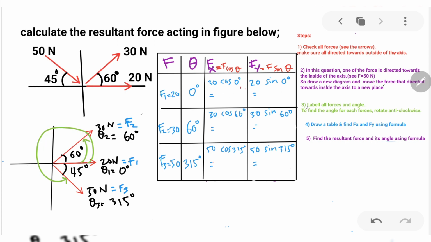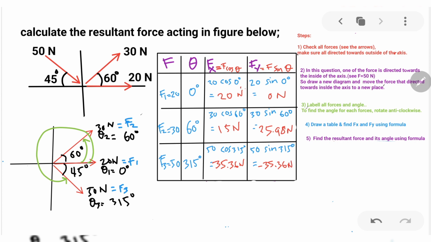Okay, so 20 cos 0 is equal to 20 Newton. 20 sin 0 is equal to 0 Newton. 30 cos 60 degree is equal to 15 Newton. 30 sin 60 degree is equal to 25.98 Newton. 50 cos 315 is equal to 35.36 Newton, and 50 sin 315 degree is equal to negative 35.36 Newton.